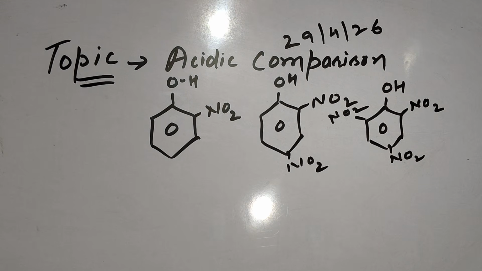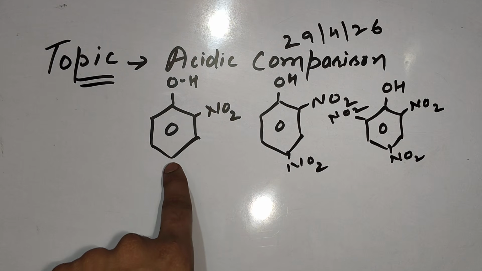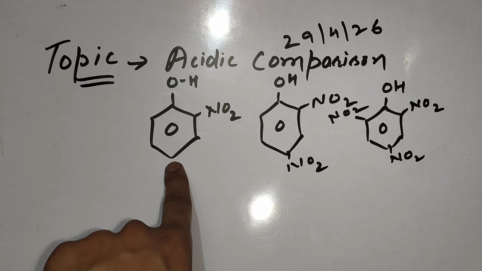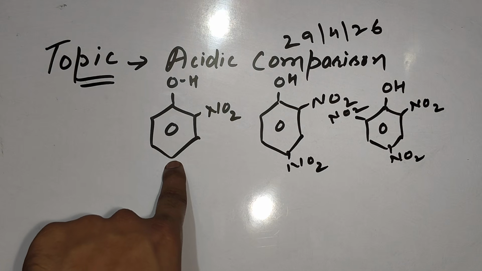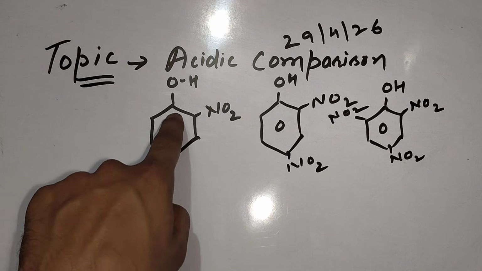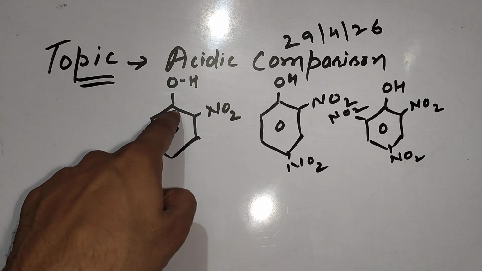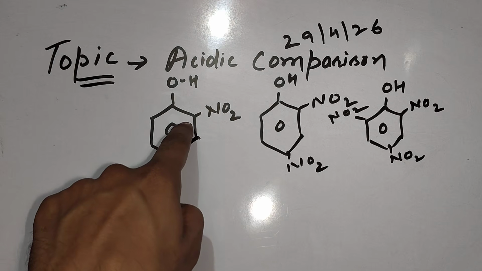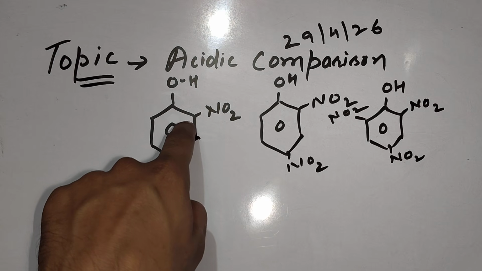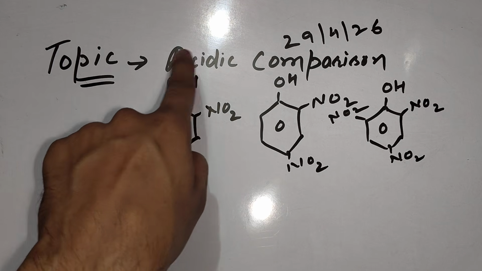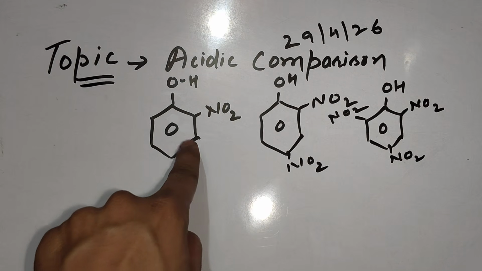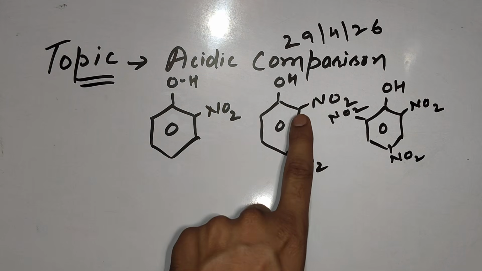Hello everyone. The next acidic comparison will be this. This is 2-nitrophenol, already discussed with you in a previous video. First position will be given to the main functional group, second position will be given to the side chain. 2-nitro, and this is the whole portion, 2-nitrophenol, or we can call it orthonitrophenol.